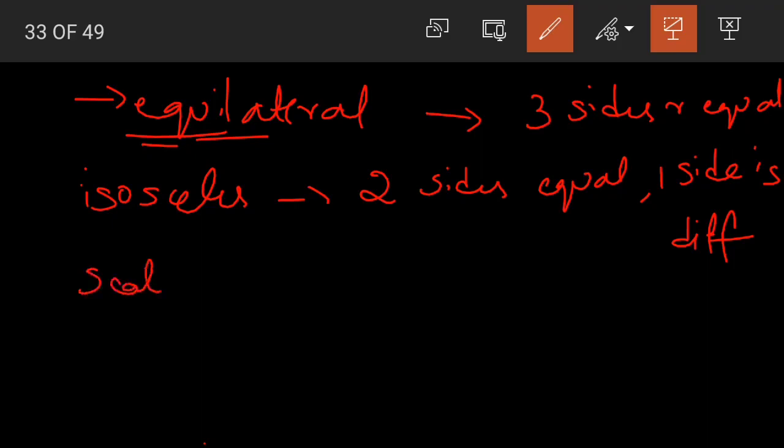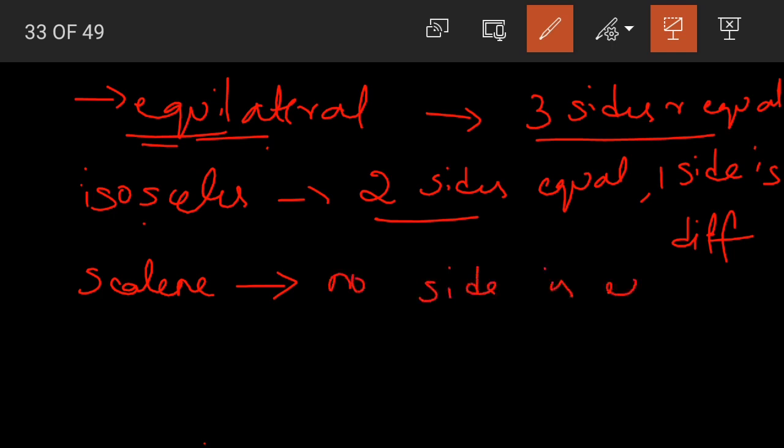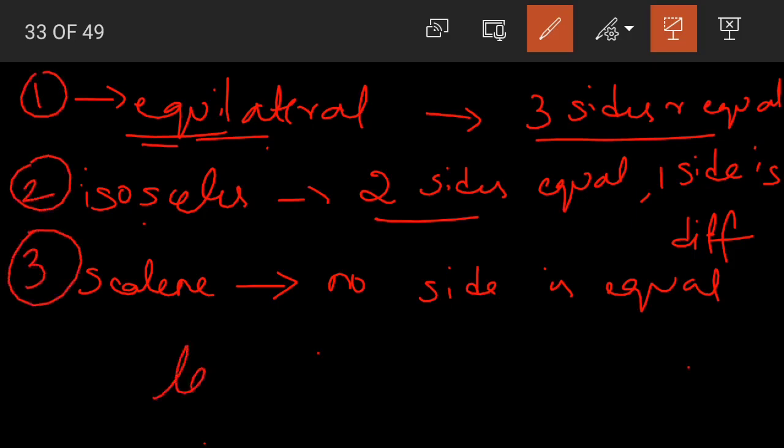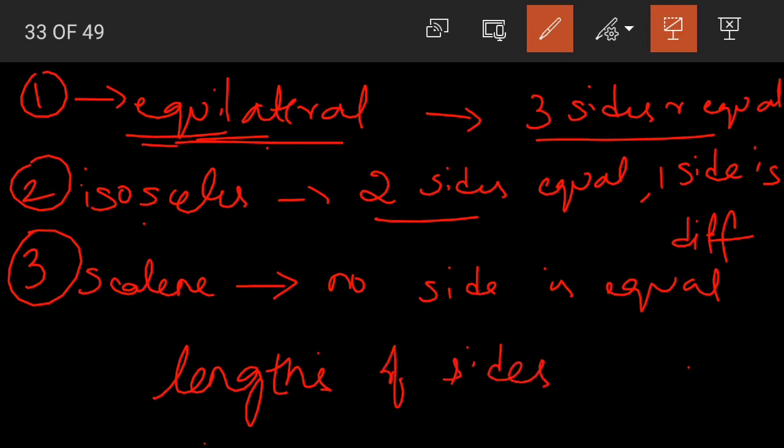Now what can be the last one? The last type of triangle is scalene triangle. Now you can guess. Yes, in the first type we had all the three sides equal. In the second we had only two sides equal. Now in the third type, that is the scalene triangle, no side is equal. All the three sides of a triangle are different. So these are the three types, depending on the lengths of the sides, children. Depending on the lengths of the sides of a triangle, we can categorize triangles into three types: equilateral, isosceles and scalene triangles.